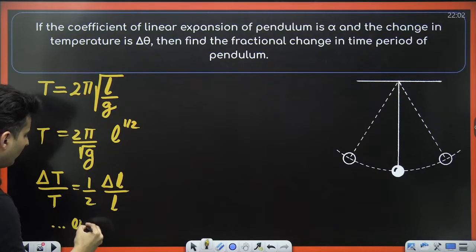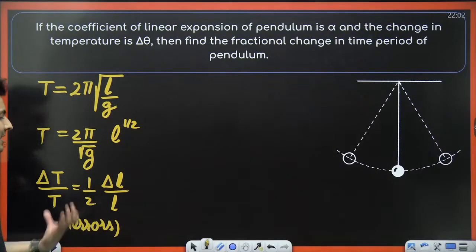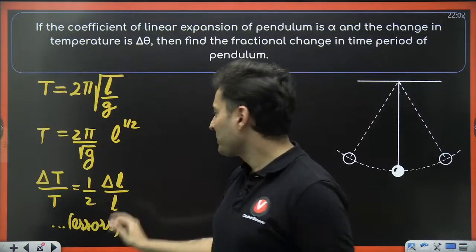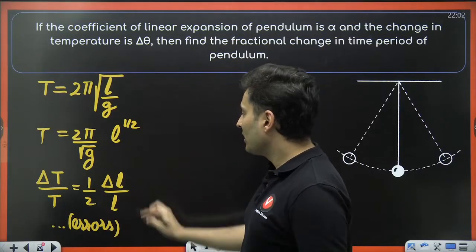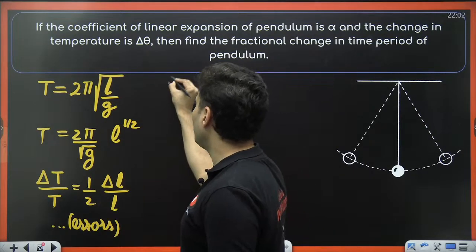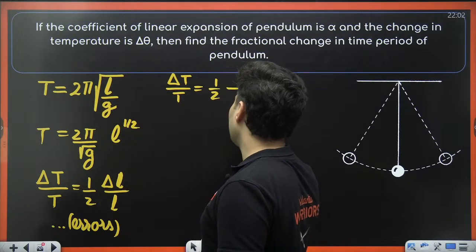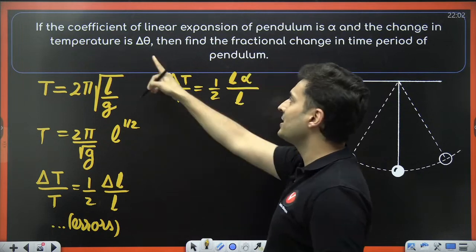This is from the chapter of errors. Whatever the power is there, it comes outside and that fractional error comes over here. Now, do I know the value of delta L? Of course. Delta L is nothing but original length, alpha, into change in temperature.